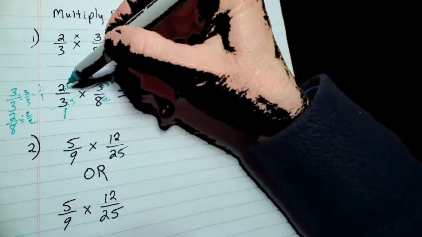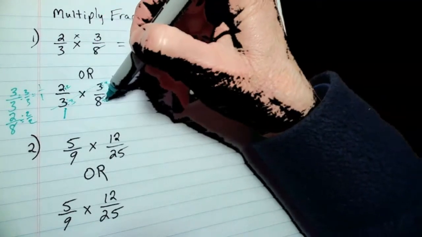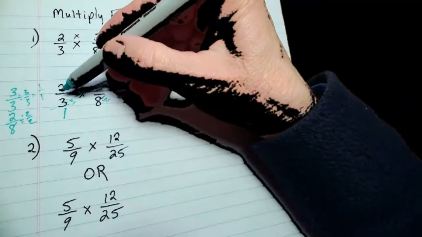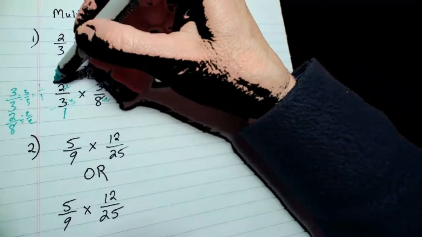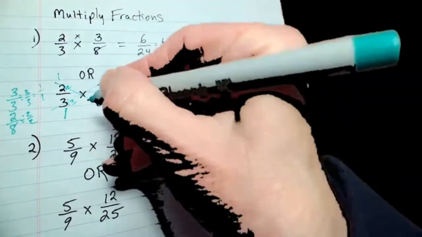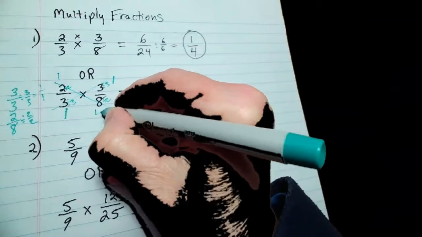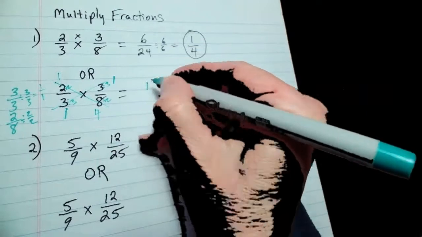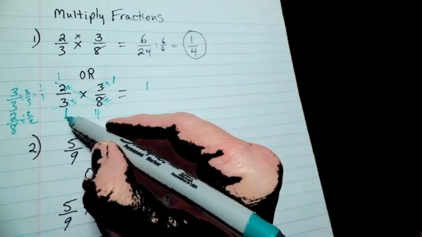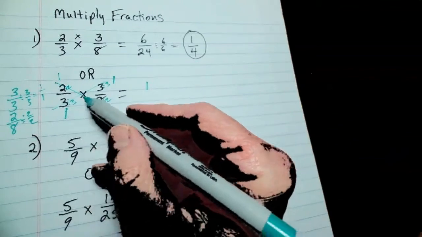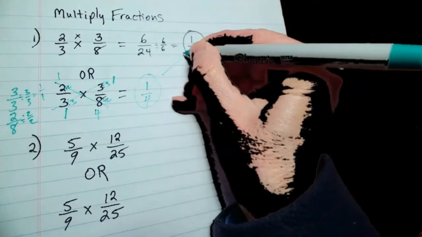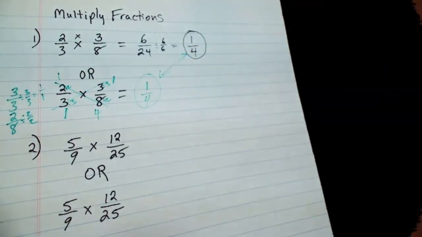The rule states that I must divide both numerator and denominator by the same number. So I can't divide this 8 by 4 and the 2 by 2. It has to be the same. So I'm going to divide 2 by 2, and I get 1. 8 divided by 2 gives me 4. Now I'm going to take my new numerator times my new numerator. I have 1 times 1 is 1. My new denominator times my new denominator. 1 times 4 is 4. So I get the same answer whether I do the cross-reducing or I don't do the cross-reducing.